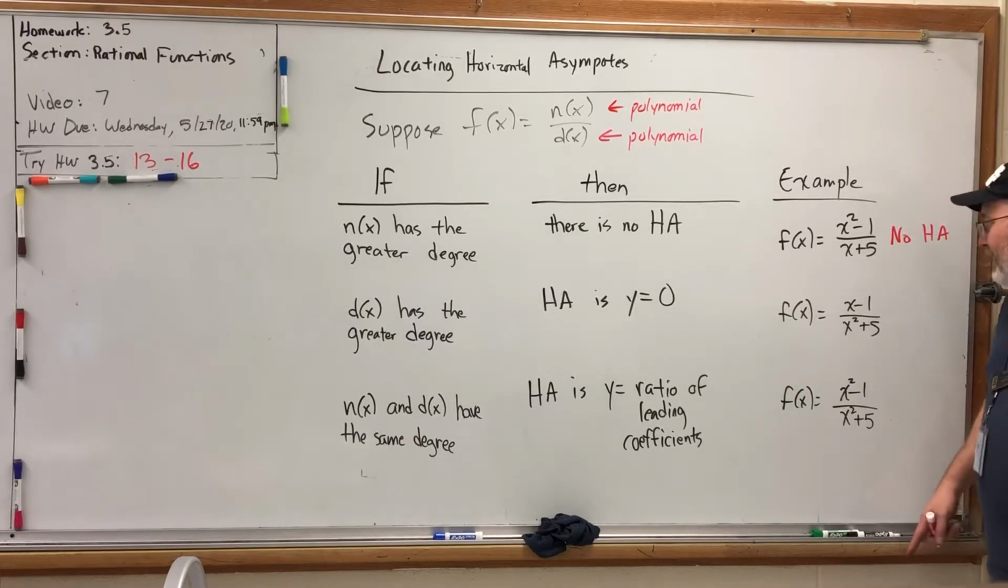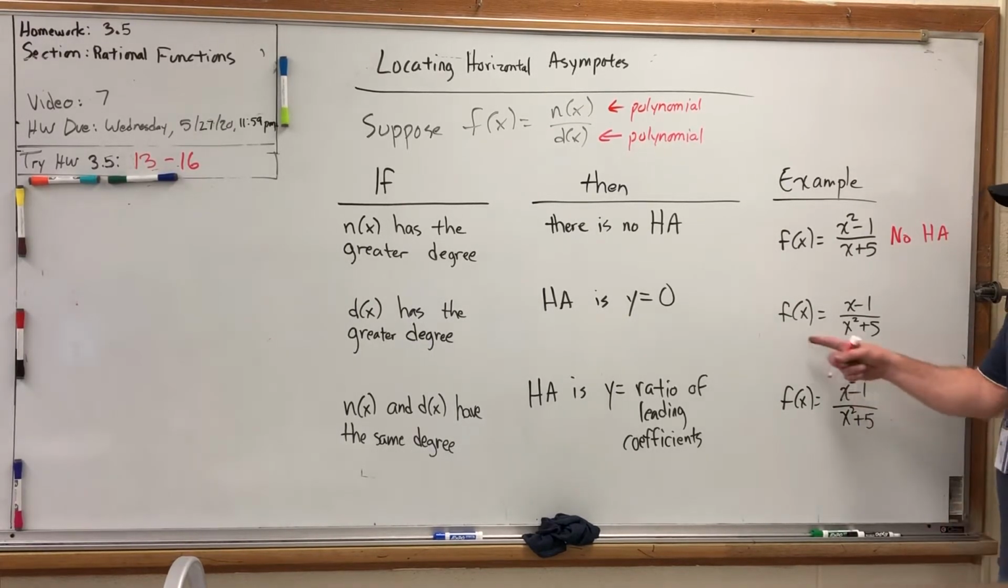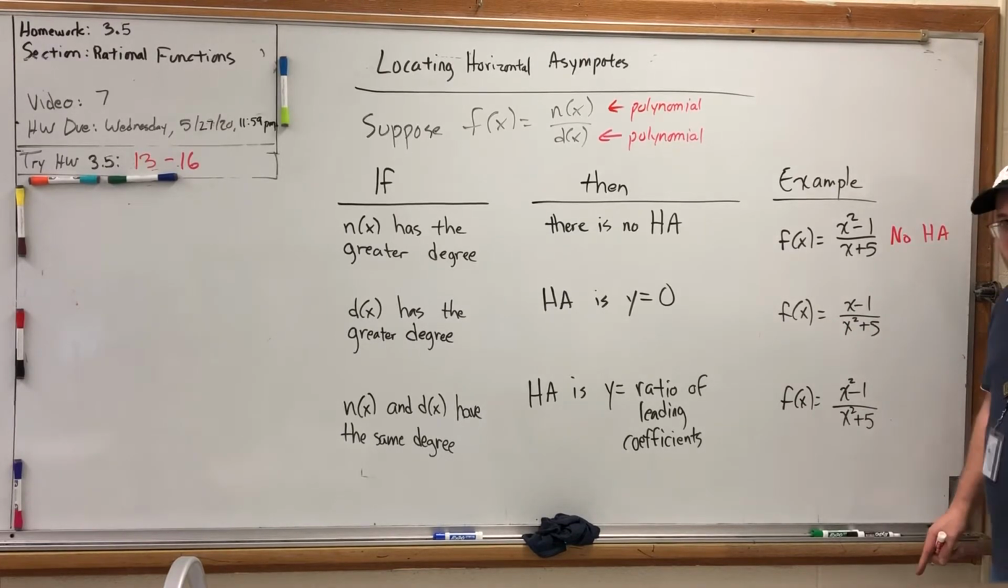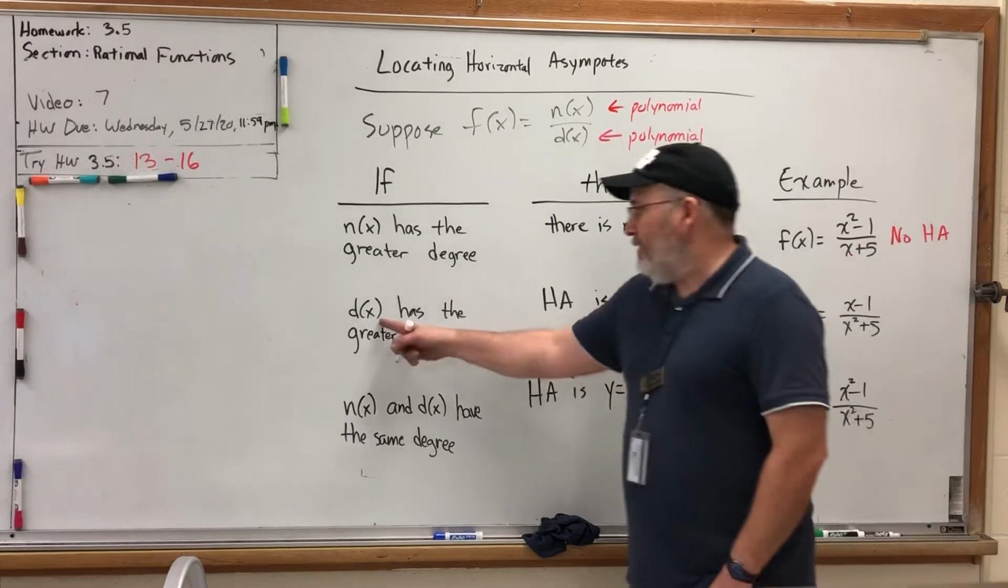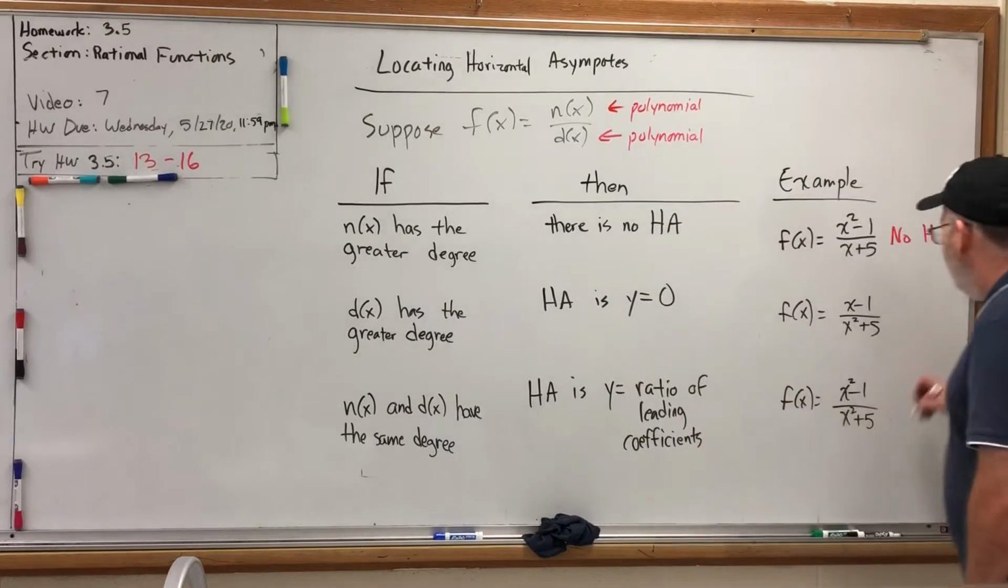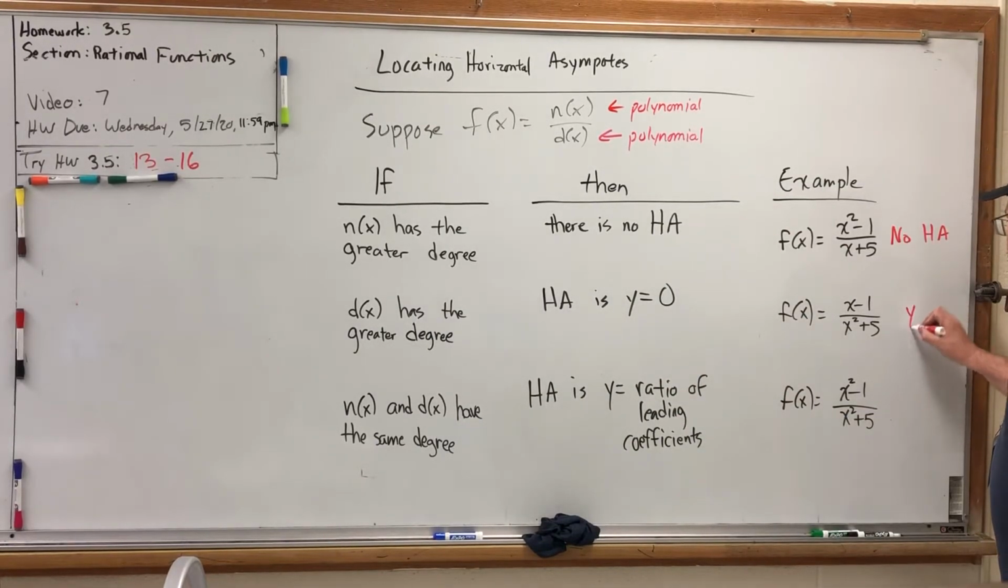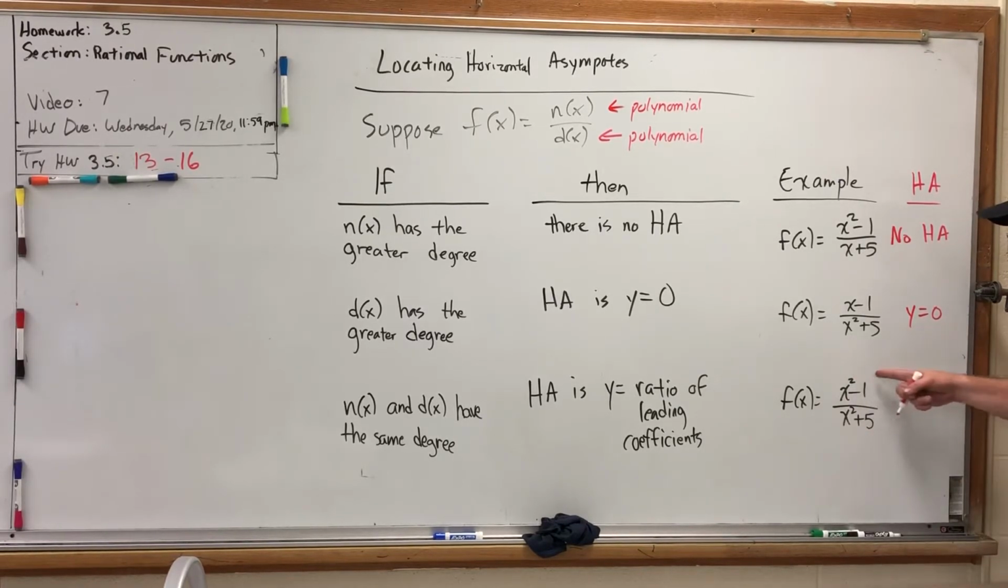In the second example, I just moved the square to the denominator. f of x equals x minus 1 over x squared plus 5. When locating horizontal asymptotes, you see who has the greater degree. The denominator has the greater degree of 2. The numerator's degree is 1. And when the denominator has the greater degree, the horizontal asymptote is always y equals 0. I meant to put an HA column over here. y equals 0.